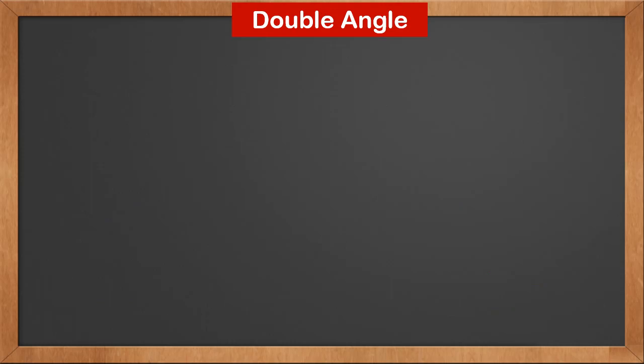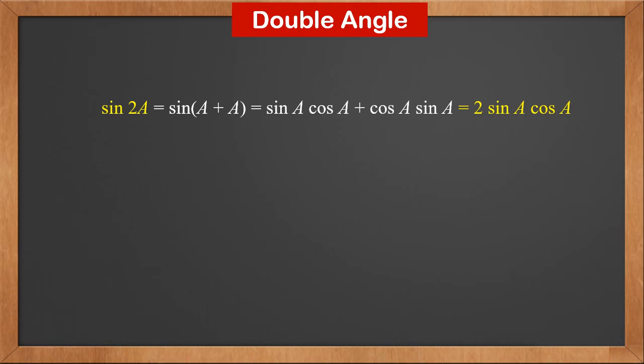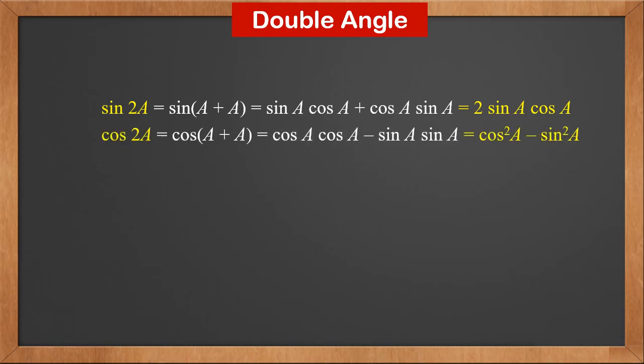Using the compound angle formula, we can get the double angle formula. Sine 2A is sine (A plus A), which is sine A cosine A plus cosine A sine A. So it is 2 sine A cosine A. Cosine 2A is cosine (A plus A), which is cosine A cosine A minus sine A sine A. So it is cosine squared A minus sine squared A.